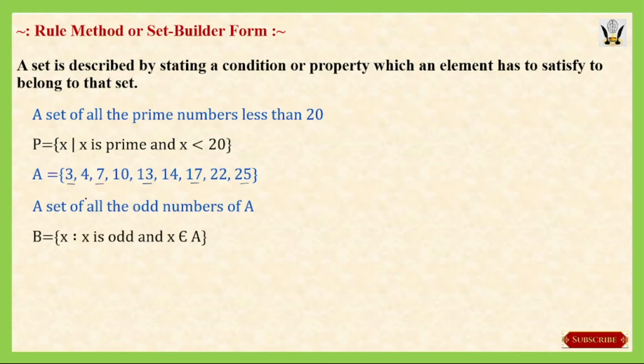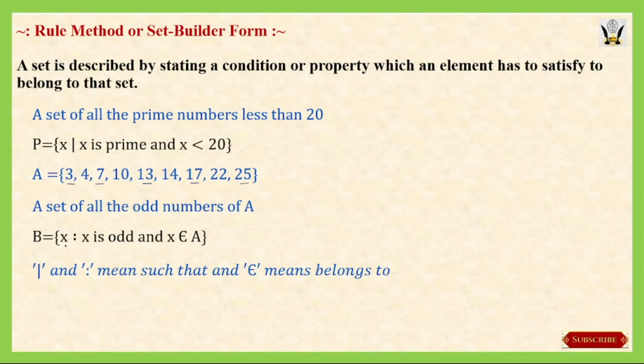So when we represent the new set B, set B will be represented within curly brackets, and here x represents the element, and what are the conditions? x will be odd and x should belong to A, where A is this given set. Here this bar or colon means such that: x is an element of B such that x is odd and x belongs to A. So here this epsilon means belongs to. So x, this element, belongs to this set A.